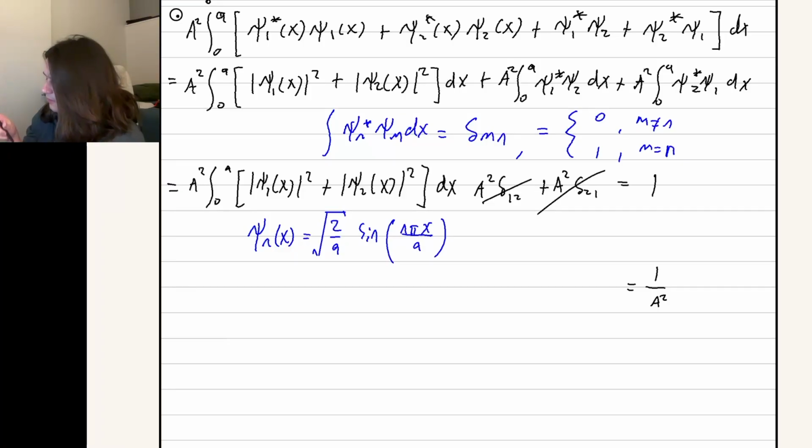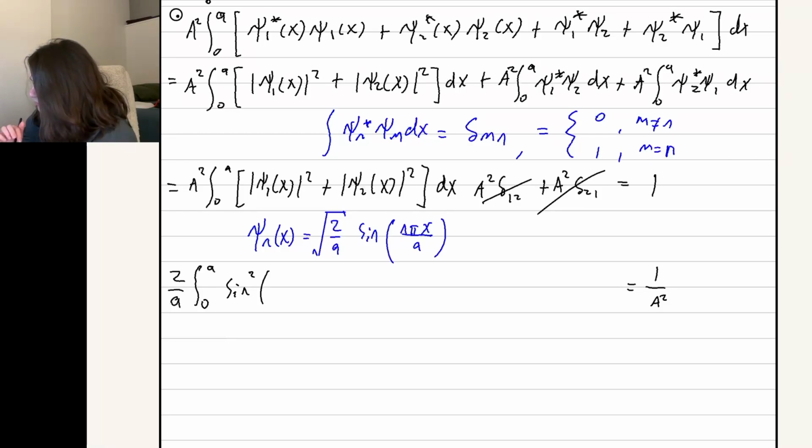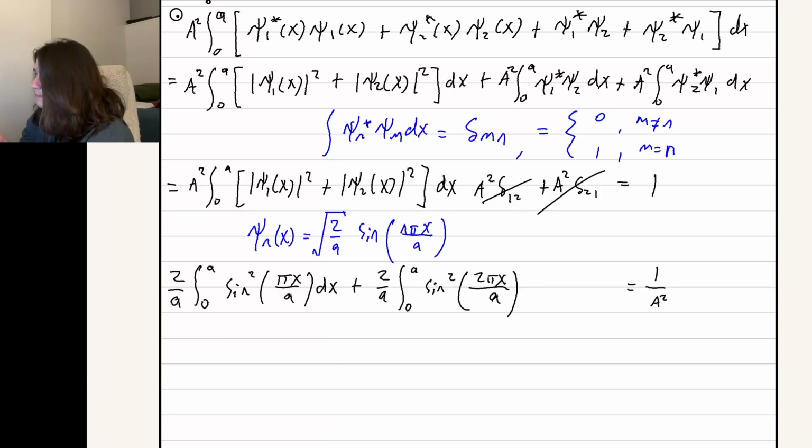And then we're going to have the integral from 0 to a, you have 2 over a out here because we're squaring it, and this is going to be sine squared of pi x over a, so just pi x over a, dx. And then this is going to be also 2 over a, but now it's the integral from 0 to a of sine squared 2 pi x over a, right?